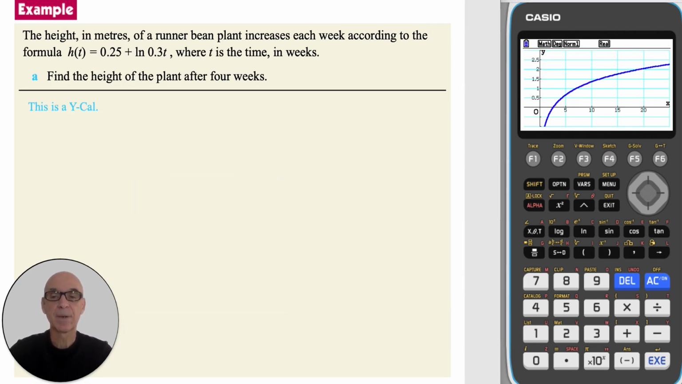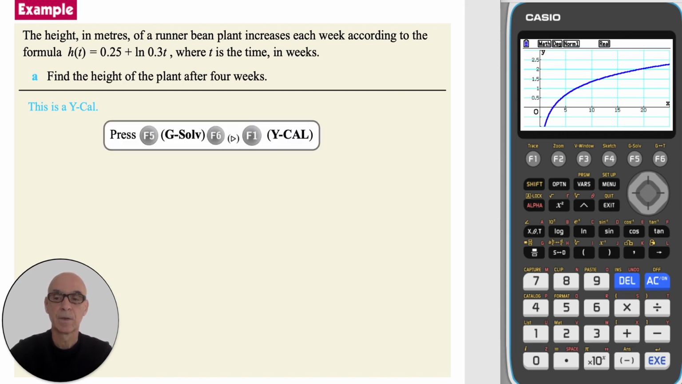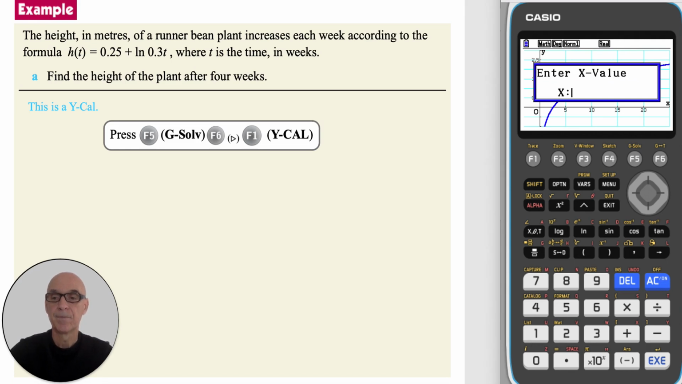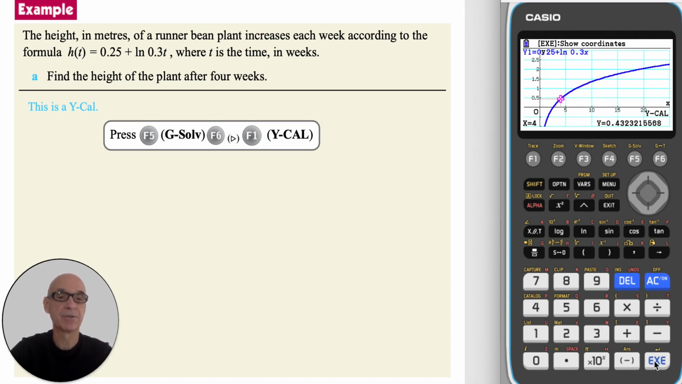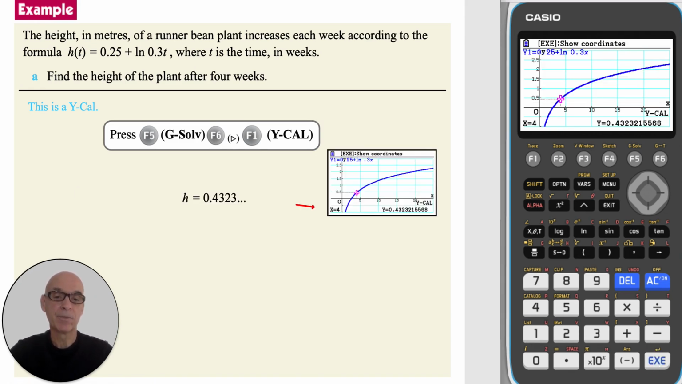The height of the plant is represented by y, so we need to perform a y calculation. On the calculator, press F5, Gsolve, F6 to get to the second page of tabs, and then F1 for a Y calculation. Entering the value of X, so 4 weeks, X is equal to 4, pressing execute to enter the value. Given a Y value, or the height in other words, of 0.432, as before.